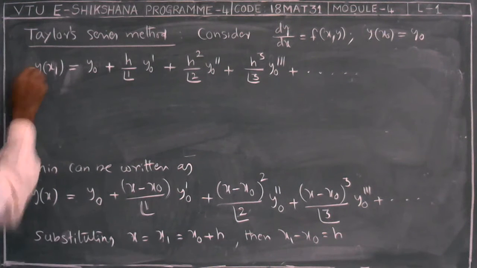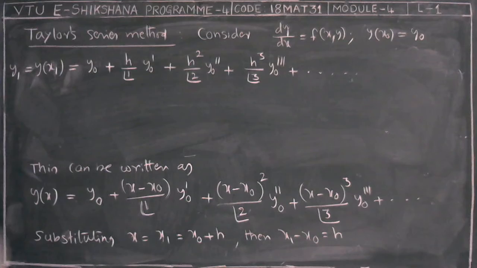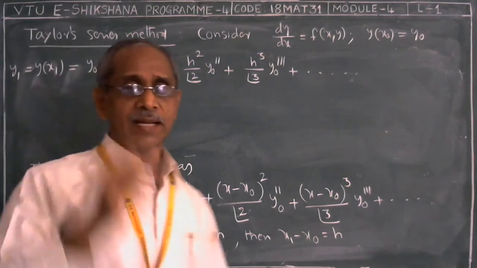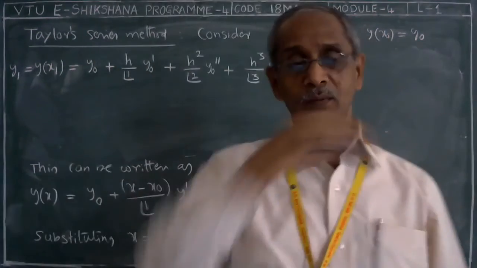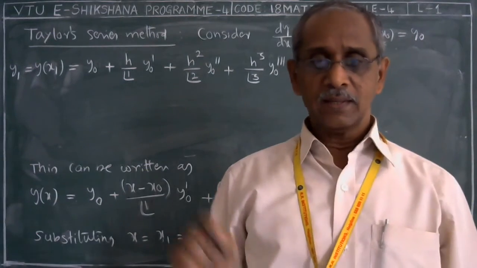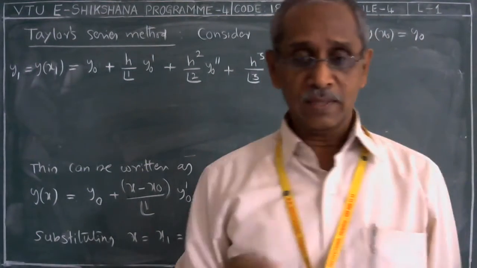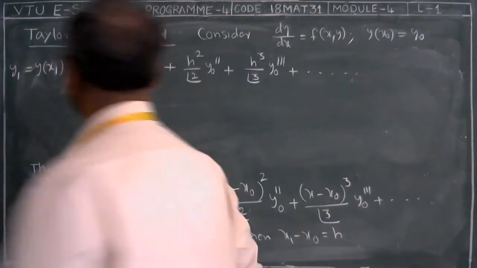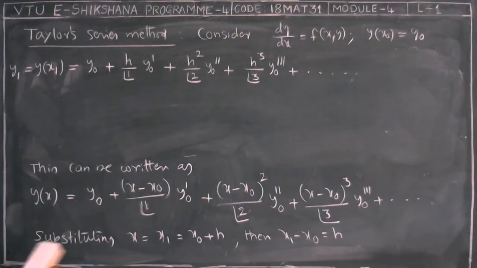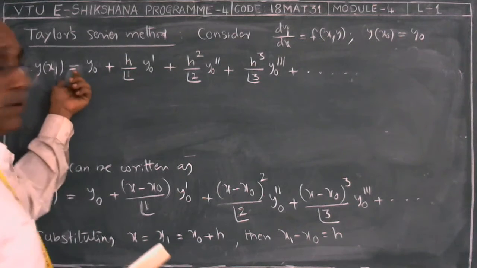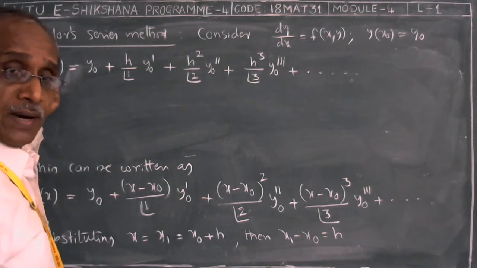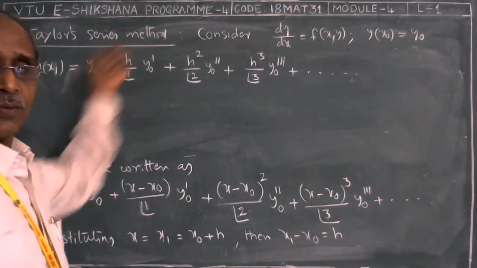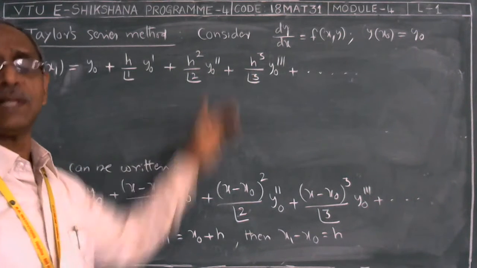So let me call y of x1 as y1, that is y at x is equal to x1, like y naught is y at x is equal to x naught. Then similarly, expanding again, we get the value of y1 at x is equal to x1. To find y2, we repeat the same thing.